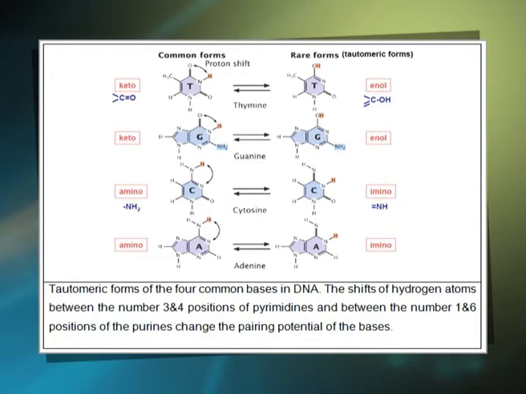Similarly, guanine and thymine normally exist in the keto form, binding with the amino forms of cytosine and adenine respectively. But their enol tautomeric forms remain linked with the keto forms of thymine respectively with 3 hydrogen bonds. Here in this figure, you can see the tautomeric forms of the 4 common bases in DNA. The shifts of hydrogen atoms between the number 3 and 4 positions of pyrimidines and between the number 1 and 6 positions of the purines change the pairing potential of the bases.